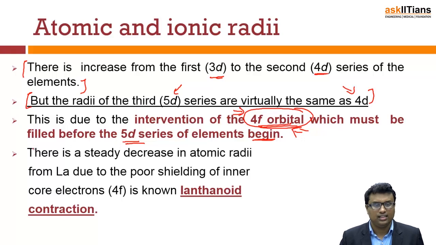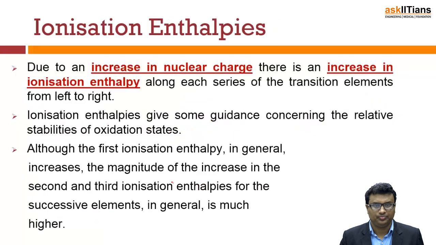There is a steady decrease in the atomic radii from lanthanum due to poor shielding effect of inner core electrons, and this is called the lanthanide contraction. I will be discussing this in detail in the concept of your f-block elements.